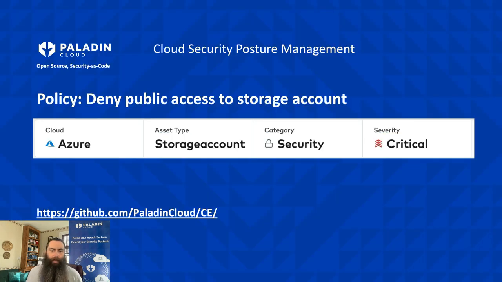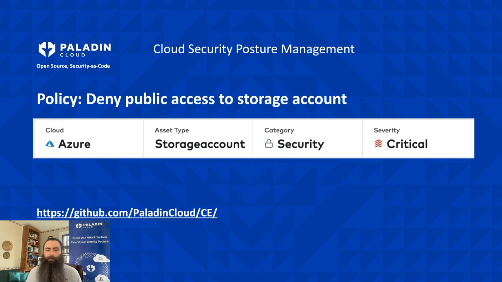We have a policy within Paladin Cloud called Deny Public Access to Storage Account that monitors the configuration settings for this CIS recommendation. Paladin Cloud is an open source security as code policy engine that monitors your cloud environments for misconfigurations. Deny public access to storage account is a security policy that checks Azure's account storage to verify they don't allow public access. Because of the huge risk that exposing sensitive data to the public poses, this is a critical issue, our highest severity ranking.